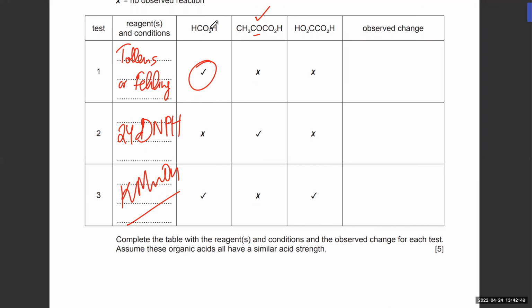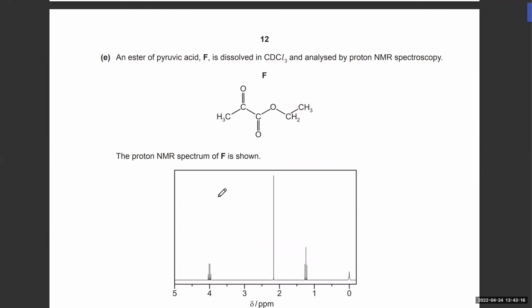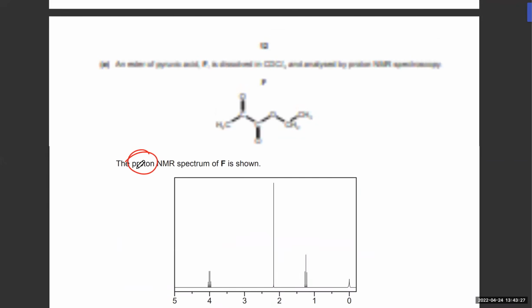Sir, अब इसी का part E. Part कौन सा? Part E. That's proton NMR. Proton NMR is H NMR. Remember that. Okay, so second, use the proton NMR spectrum F to complete the table. So I'll just analyze this very, very quickly.